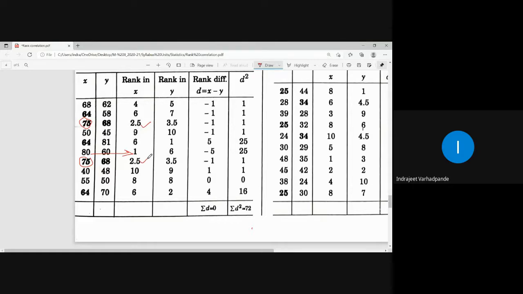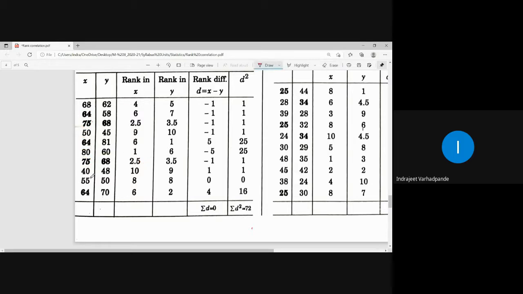Rank numbering till 3 is over. Next lowest number will be ranked as 4. Next is 64 repeated 3 times. 5, 6 and 7. 5 plus 6 plus 7 divided by 3. Average means sum of all observations upon total number of observations. 5 plus 6 plus 7 divided by 3 is 6. So all these numbers will be assigned rank 6. But numbering or sequencing rank up to 7 is over. So next number will be assigned rank as 8, then 9, then 10. So this is how we do the ranking in the column for X.